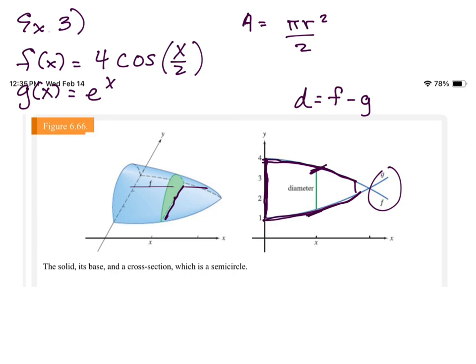Well, that's diameter. What I need in my function up here for A is radius. So we're going to take that diameter and we can divide it by 2. Radius is going to be F of x minus G of x divided by 2. Another way to write that is to call it half F of x minus G of x.